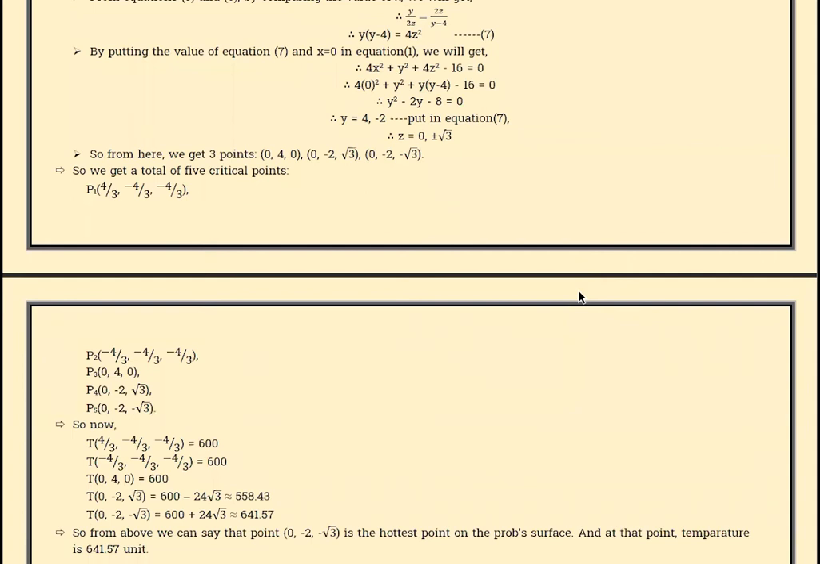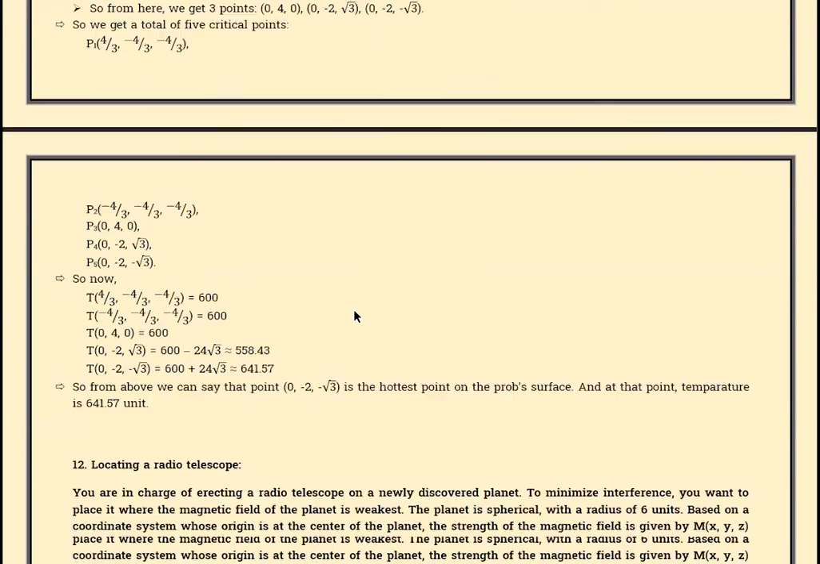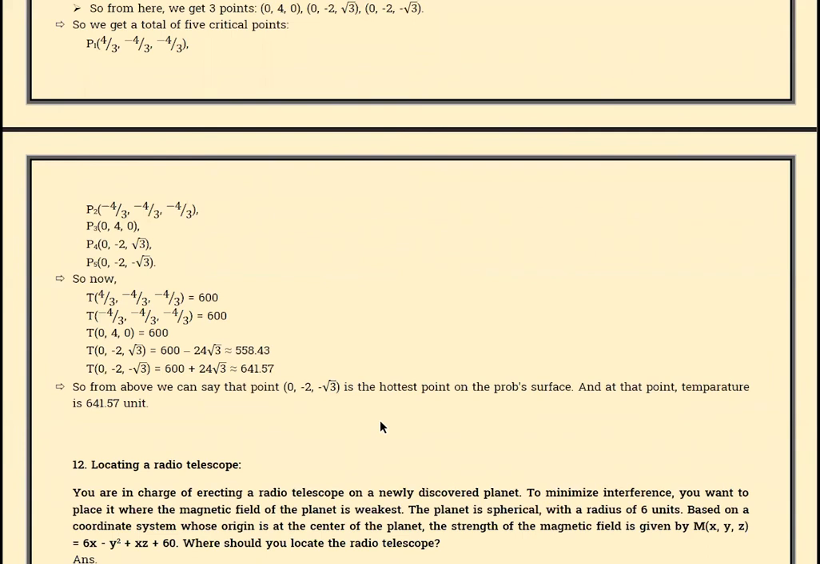Putting all the points in the temperature equation, we will get different values, but at the point (0, -2, -root 3), we will get the highest temperature. So we can say that the point (0, -2, root 3) is the hottest point of the probe, and the temperature at that point is 641.57 units. Thank you.